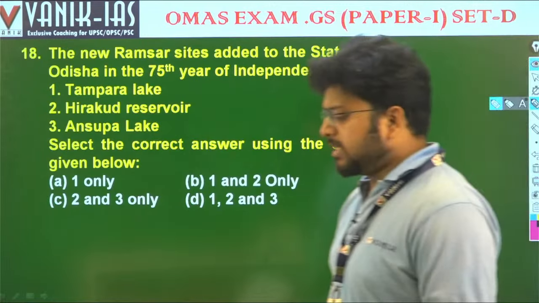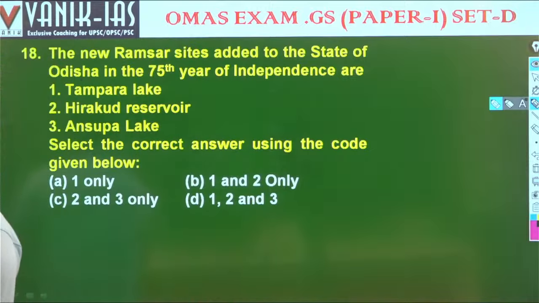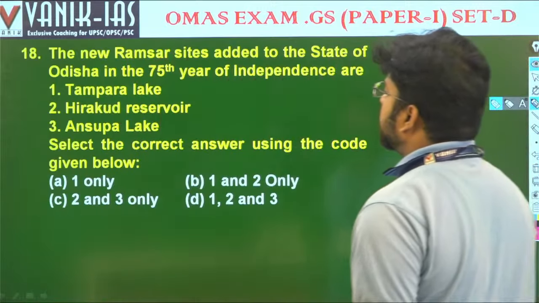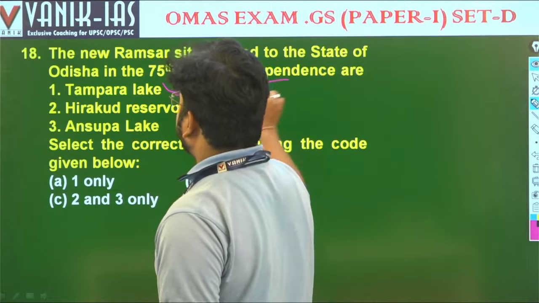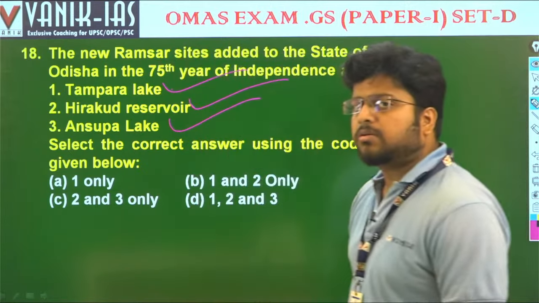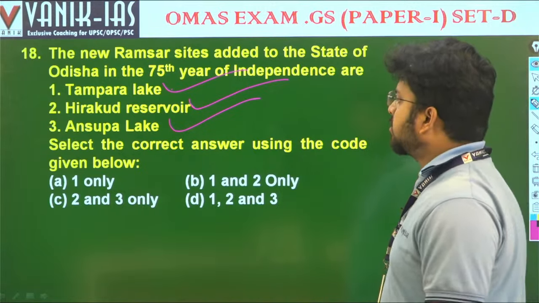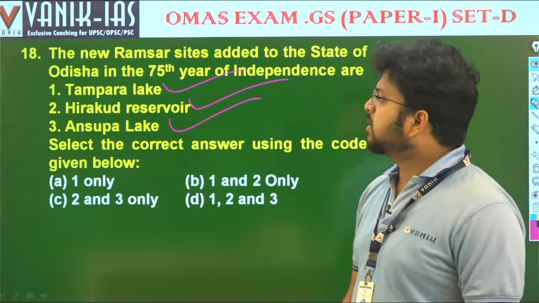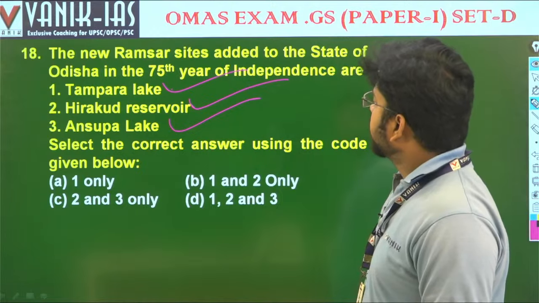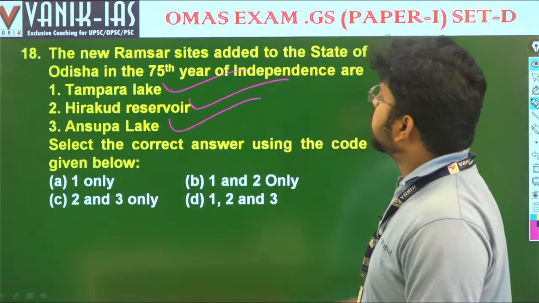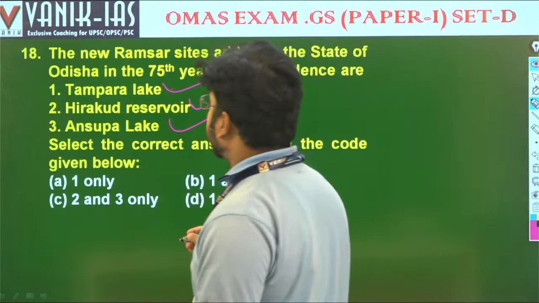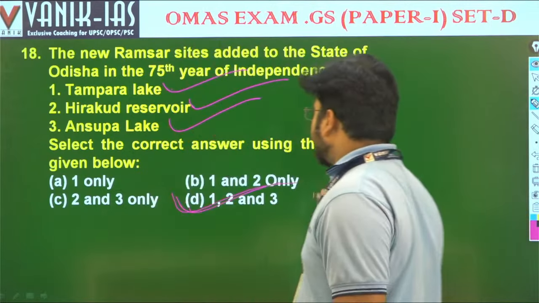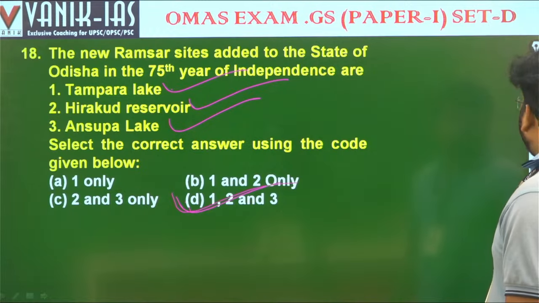Then the new Ramsar sites. Government of India has declared around 75 Ramsar sites on the eve of the Azadi Ka Amrut Mahotsav. That's why other Ramsar sites in India, in Odisha, Tampara Lake in Ganjam district, Hirakud Reservoir, Ansupa Lake, these sweetwater lakes are declared as Ramsar sites. We have Gahirmatha Marine Sanctuary, Satkosia Tiger Reserve, these are also there, but these three are declared recently. So based on current affairs, the Ramsar Convention, we know, 1971, Iranian city of Ramsar, to protect wetlands of international importance. All the options are right.